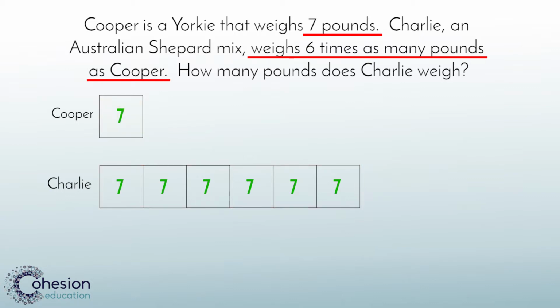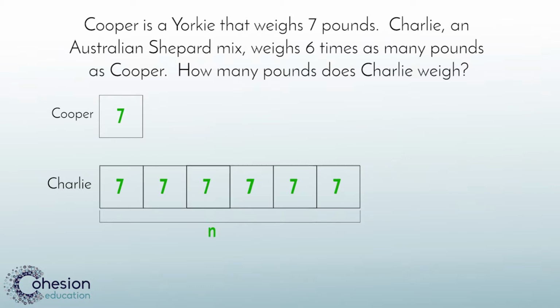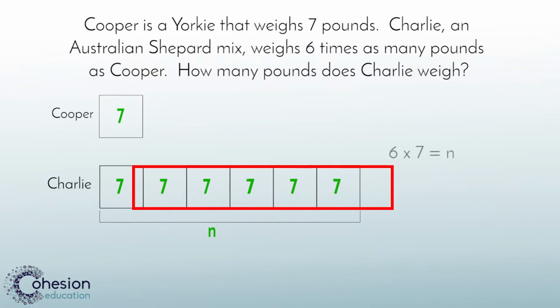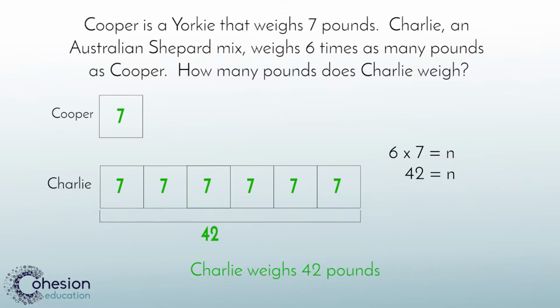Now that we have set up our model, we can use it to answer the question, or solve for the unknown amount. In this case, the question was asking for Charlie's weight. Looking at the model, we see Charlie's weight can be found by multiplying 7 6 times, or 7 times 6. 7 times 6 equals 42. Therefore, Charlie weighs 42 pounds.